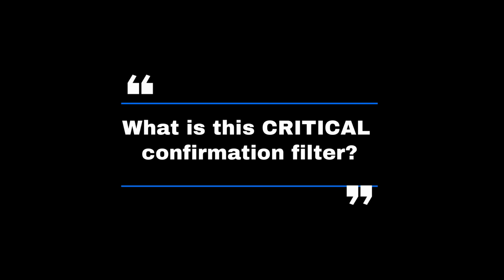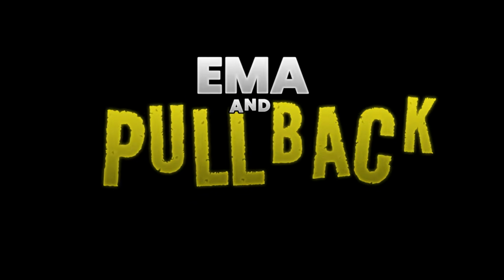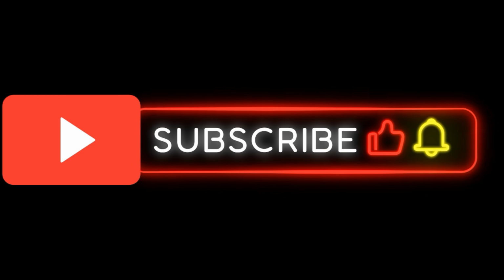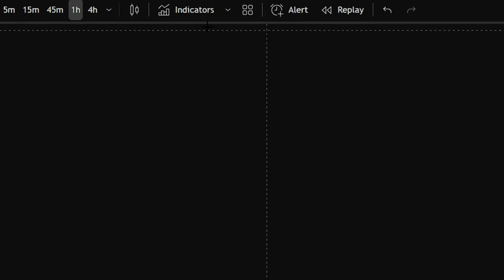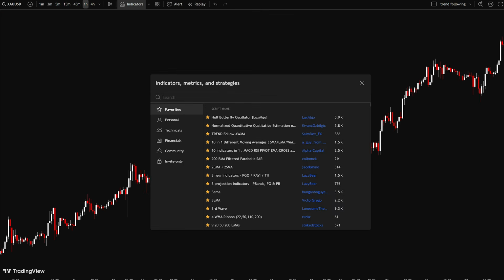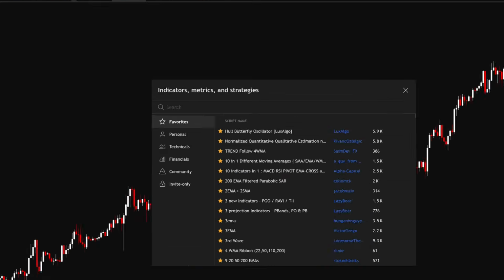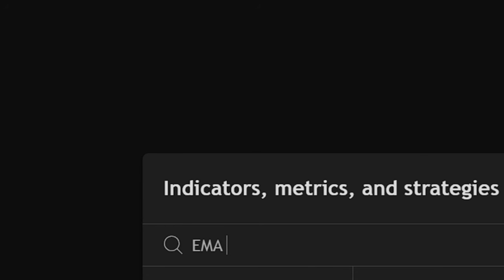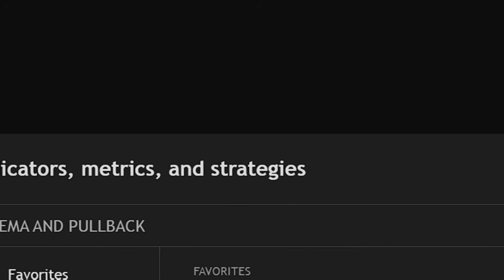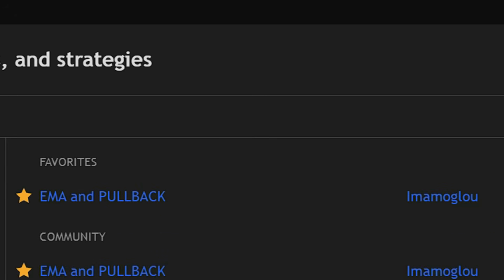Now you're probably asking, what is this crucial confirmation filter? It's a completely free TradingView indicator called EMA and Pullback. Super simple. The average traders skip this part, you won't. Now just head over to the indicator section on TradingView. Type in EMA and Pullback. Hit enter. And click on this one to add it to your chart.